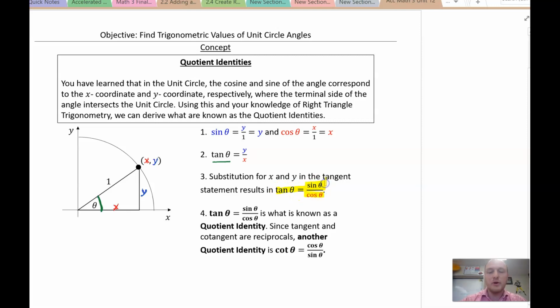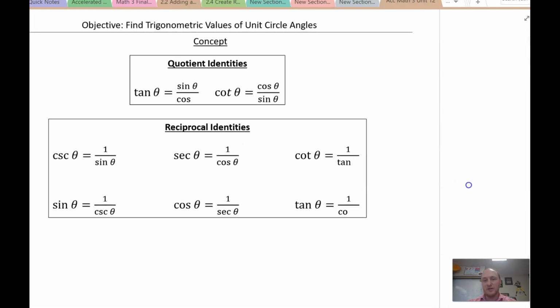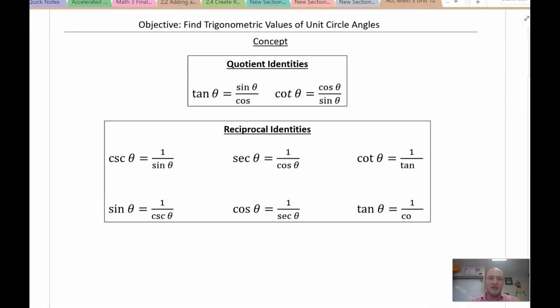And this is very, very important. I would box this, highlight this, put a star by this. You're going to need to know this. Using the idea of reciprocals, tan theta is sine over cosine, so cotangent theta, its reciprocal, is going to be the reverse of that: cosine theta over sine theta. So we get our two quotient identities there.